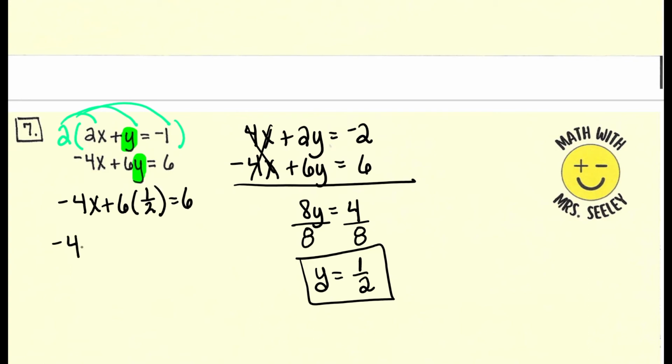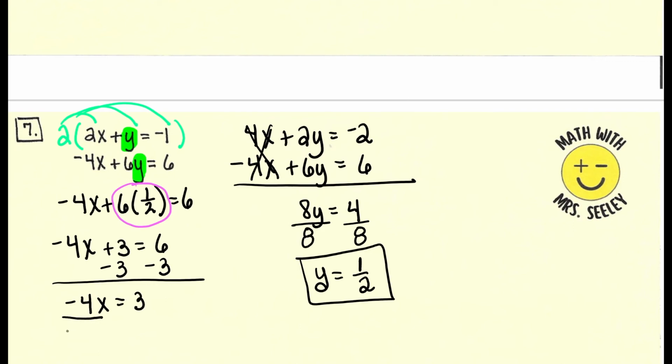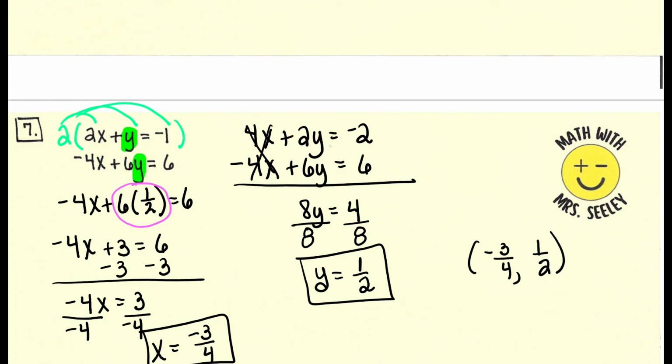So I have negative 4x, and here really all you're doing is saying I want half of what 6 is, which is 3. And that's equal to 6. Subtract your 3 from both sides, and you get negative 4x is equal to 3. Divide by negative 4, and x equals negative 3/4. So my answer is negative 3/4, positive 1/2.